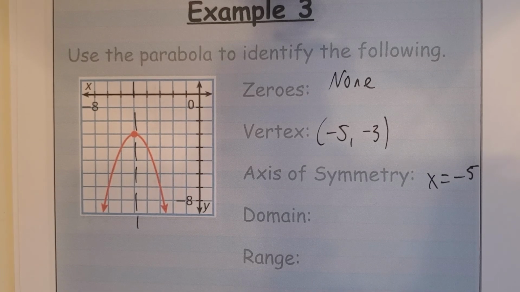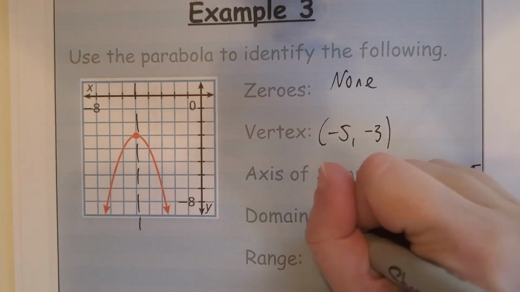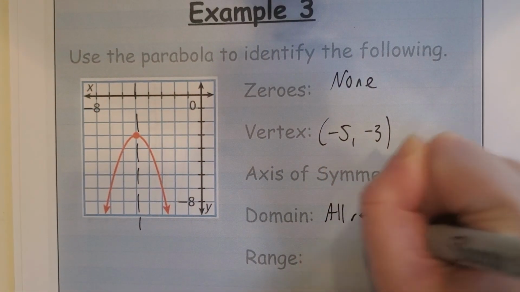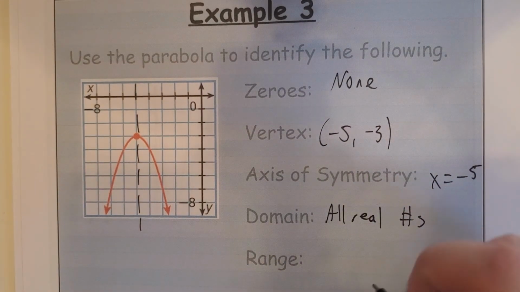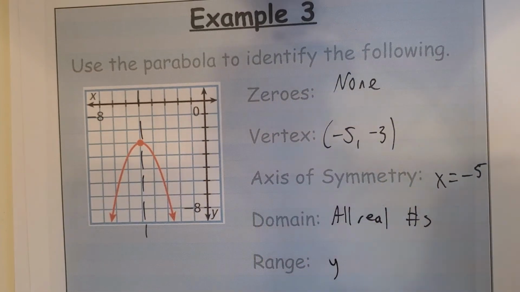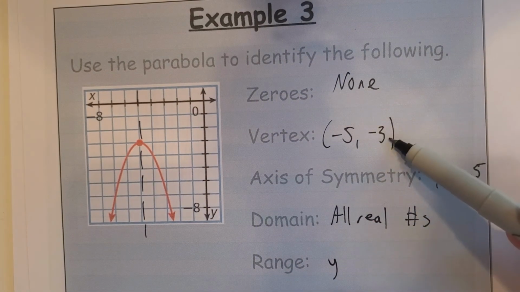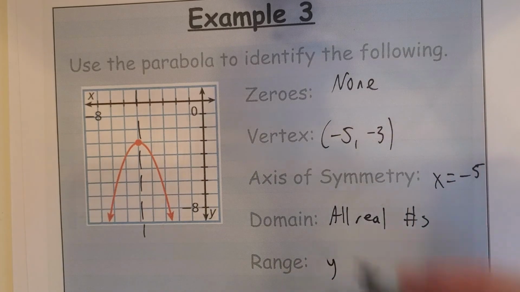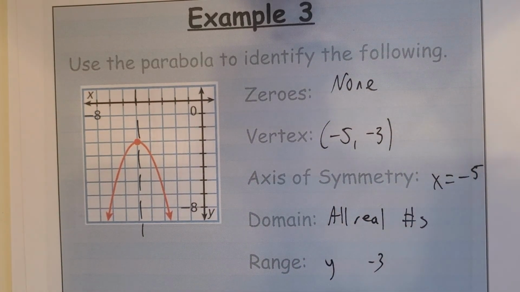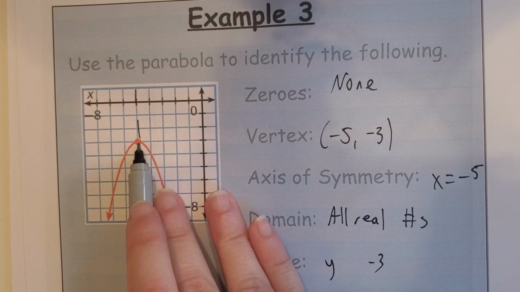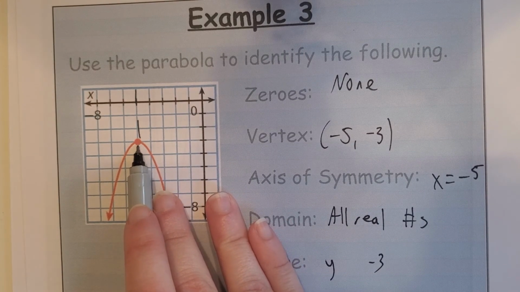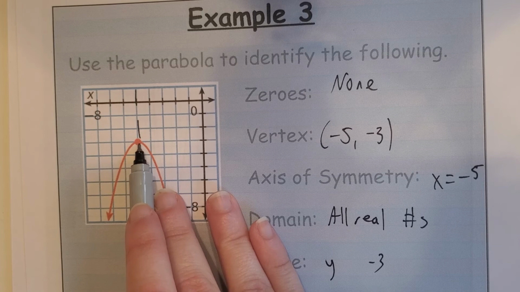And then, as I said before, unless otherwise specified, your domain is always going to be all real numbers. So that's the case here. Range, now we're talking about the y values. It's got to have something to do with the y value of our vertex. So we know it's going to be something in terms of -3. We're going to have that or equal to sign in our inequality because of the filled in circle.